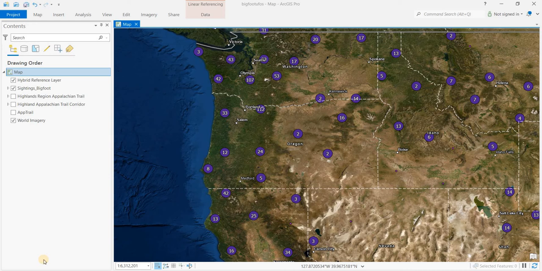Today we're looking at the state of Oregon. We'll be looking at Bigfoot sightings in this state, and this data is provided by the Bigfoot Field Research Organization based in the United States.